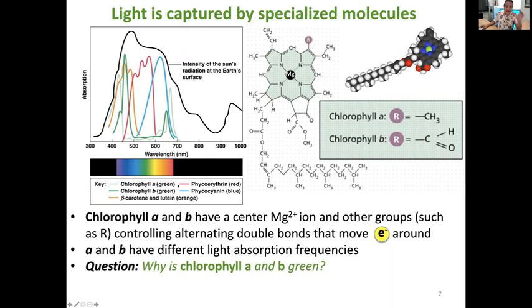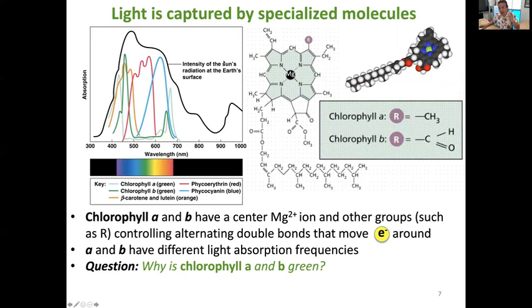such as phycoerythrins, phycocyanins, beta-carotene, lutein. And they're all different colors. So you can see here, they're different colors because their individual structures are particularly tuned to capture certain wavelengths of light better than other wavelengths.